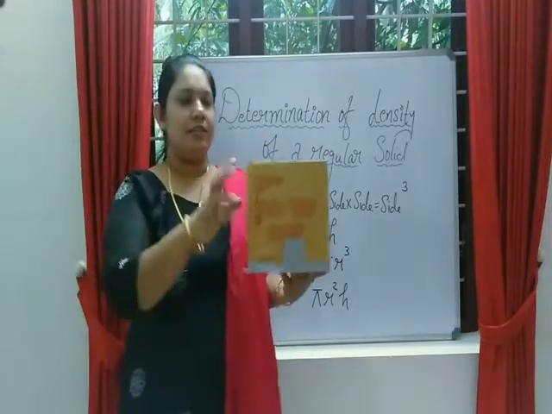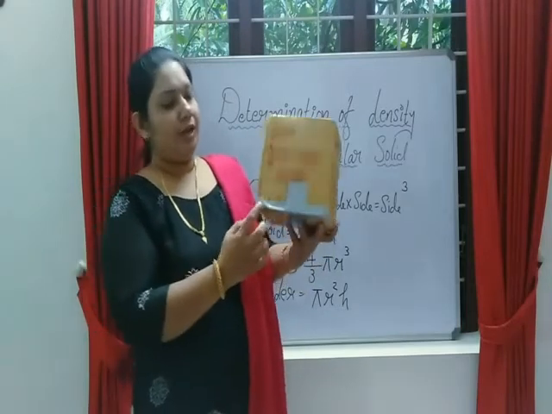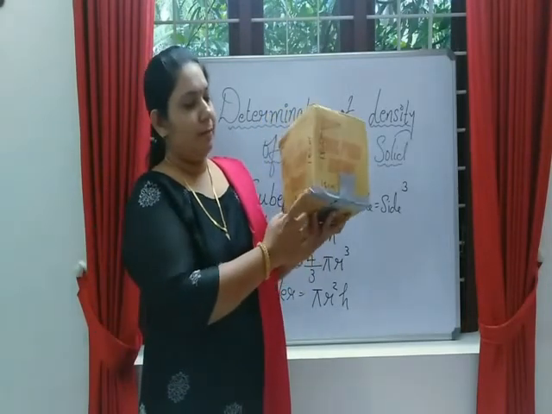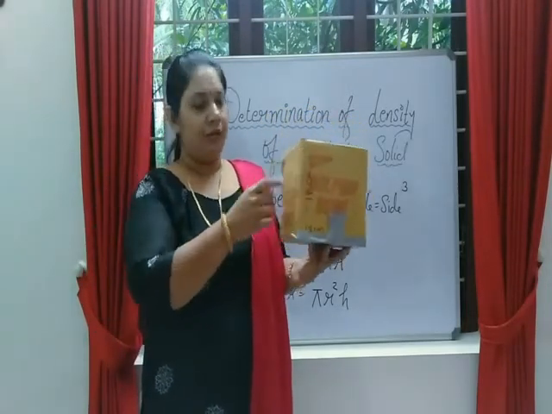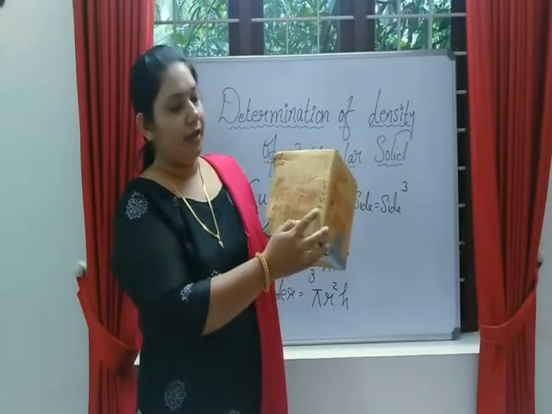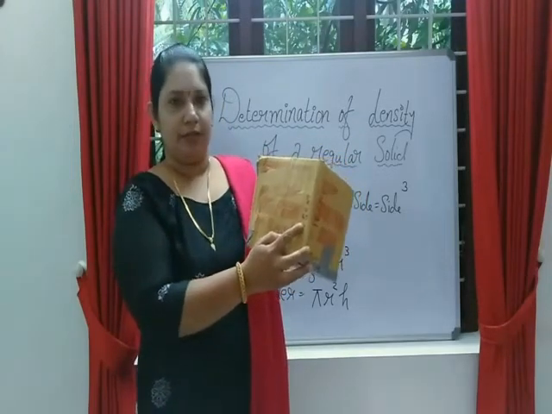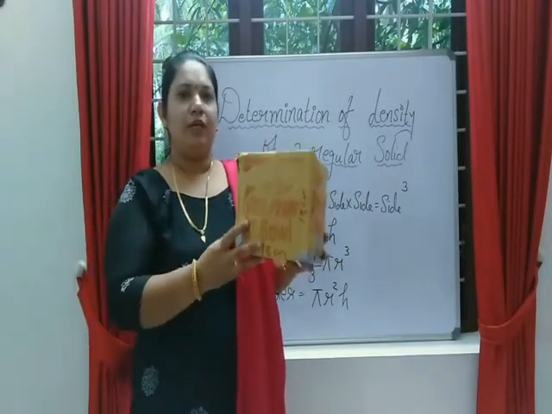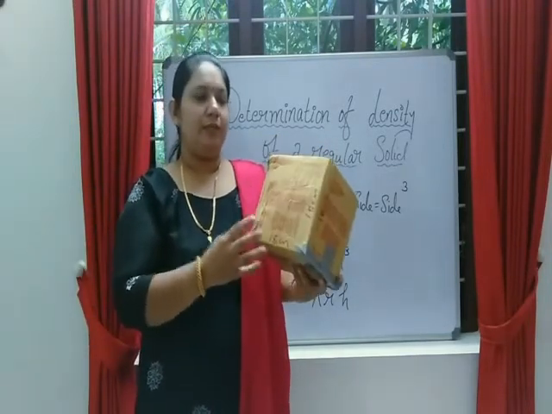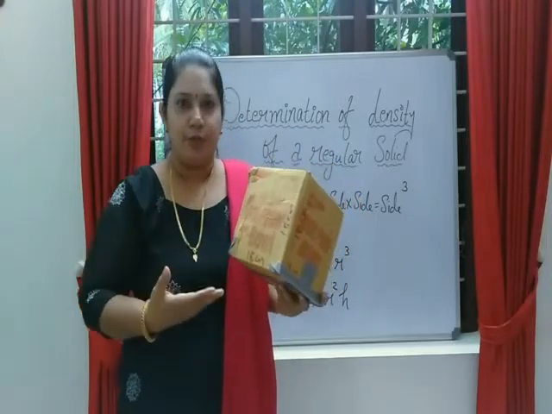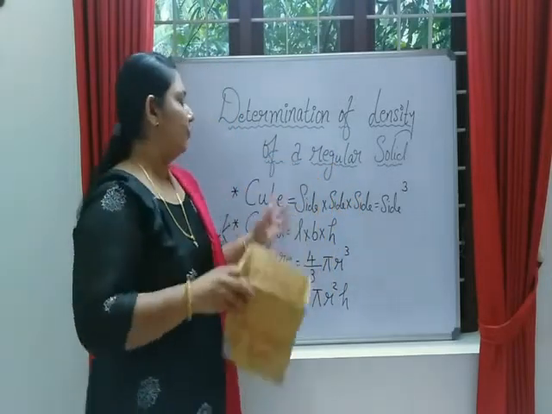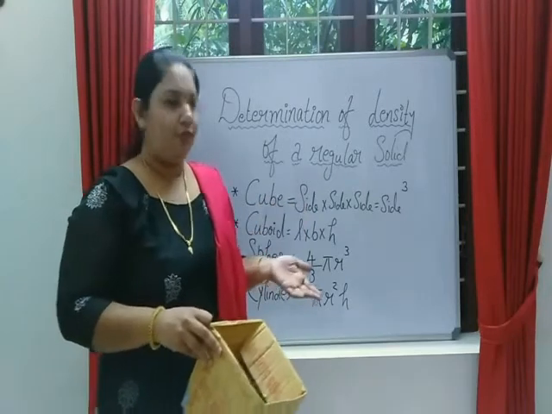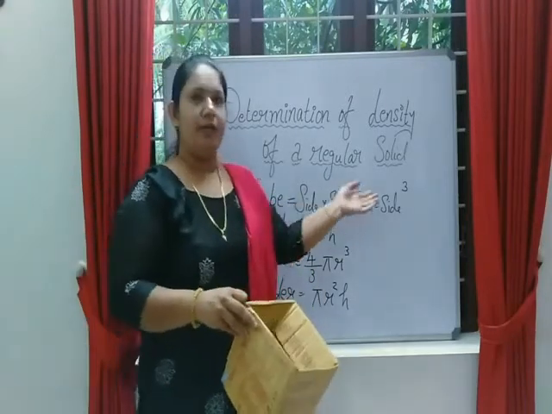Here you can see a cube. It has a fixed length, breadth and height. All this length, breadth and height is of 18 centimeter. So for finding volume of a regular solid, in the first example we are using a cube, and you can find the volume of a cube using the formula side into side into side.